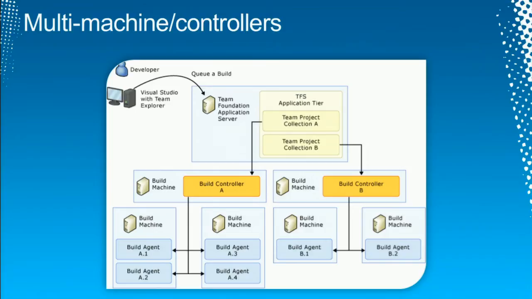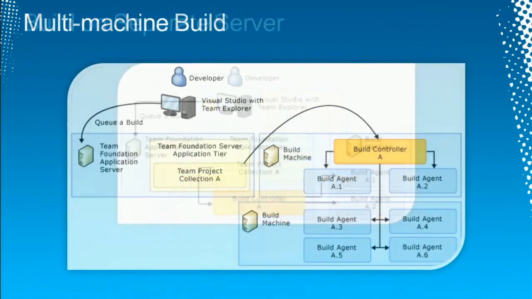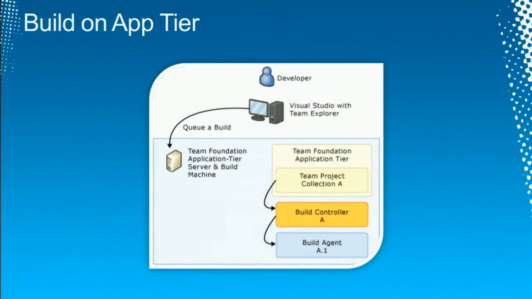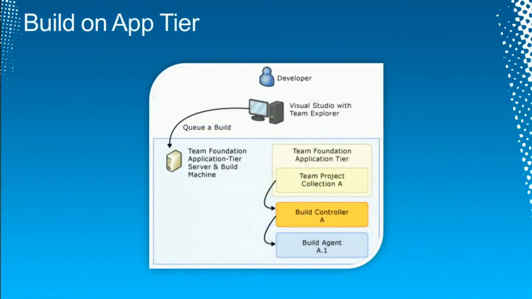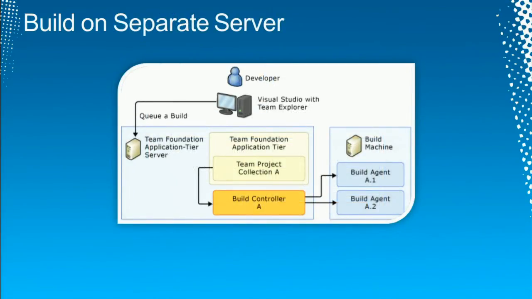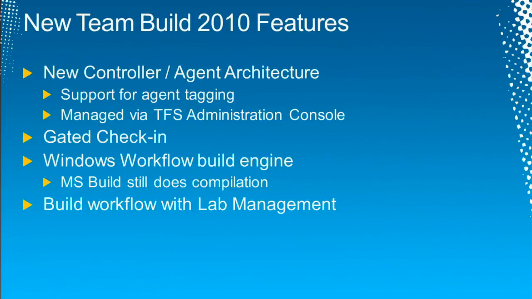Now, the critical aspect about this here is that you cannot do this config in a single machine environment because you can only have a single build controller installed on a machine at a time. So if we go back a few slides and look at build on app tier, this is the most common setup I see, this and this setup here. In these two configurations, you'll notice that the collection is bound to the controller on the same machine. The minute you get to a second collection that requires that you have a second machine to run, at a minimum, the build controller. All right? And so those are, like I said, the exotic implementations.